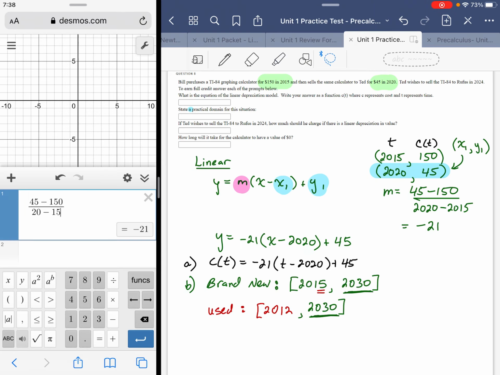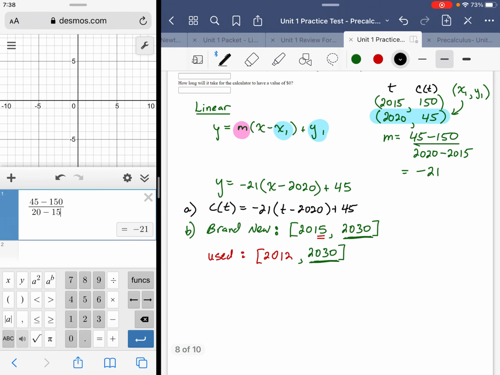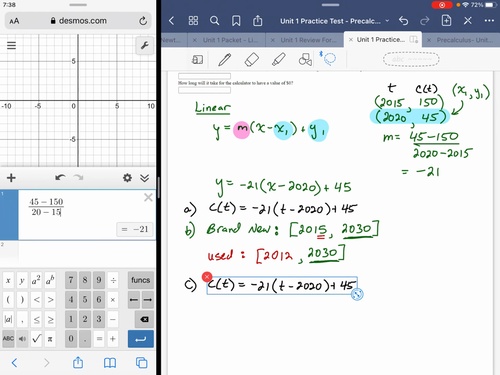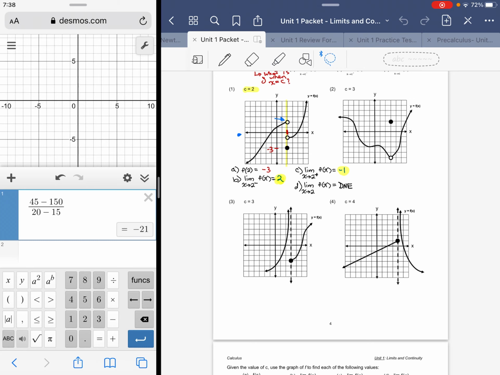Ted wishes to sell it to Rufus in 2024. How much should he charge if there's a linear depreciation in value? All that's asking us to do is figure out, based off of our equation here, how much this calculator is going to be worth in 2024. So here's my model. Now let's figure out, oh, I hit the wrong thing.